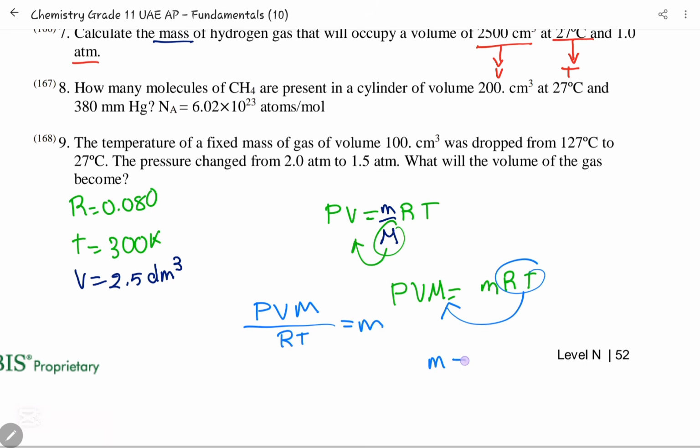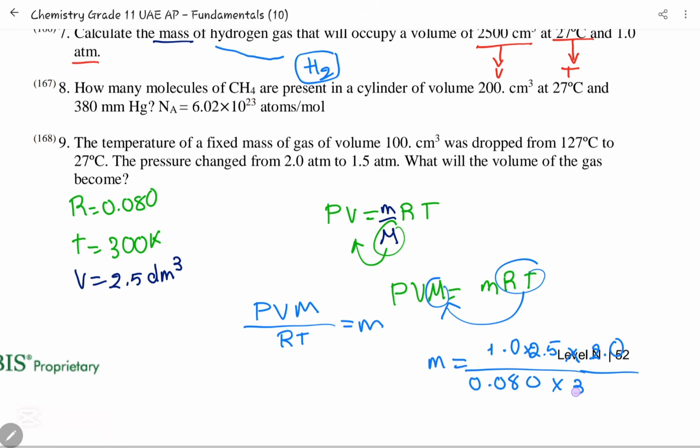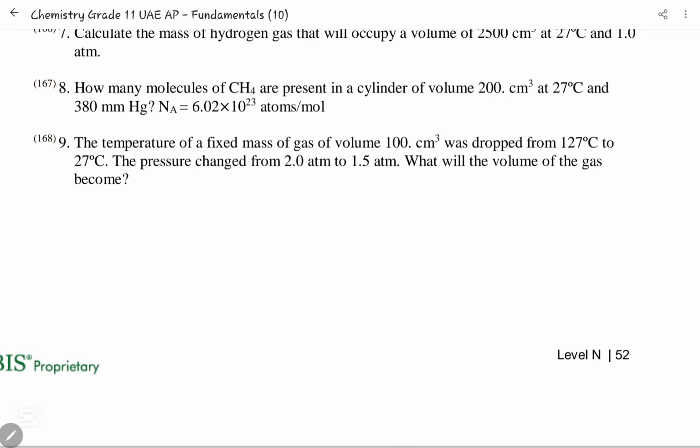So let's find the mass together. Mass is equal to the pressure, which is 1.0 atmospheres, times the volume, which is 2.5 decimeter cubed, times the molar mass of hydrogen gas. Here you have to pay attention, hydrogen gas is H2 gas, not H gas, so it's going to be 2.0 gram per mole, divided by the R, which is 0.080, times the temperature, which is 300. So the temperature in Kelvin doesn't really affect. So you put it on your calculator, and the correct number of significant figures would be 2. So I would get an answer of 0.21 grams. Okay, that's it for question 8.